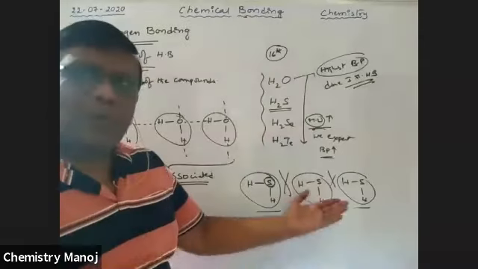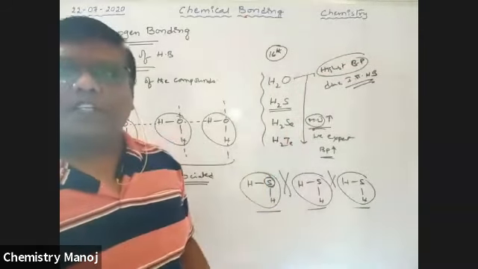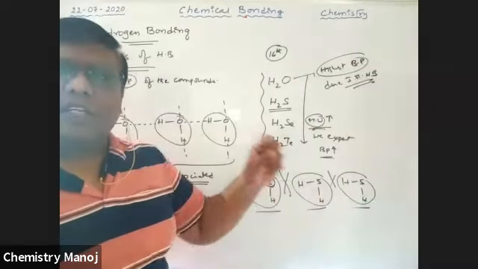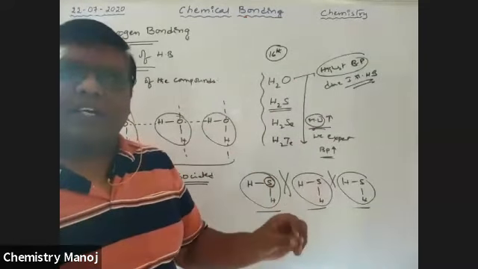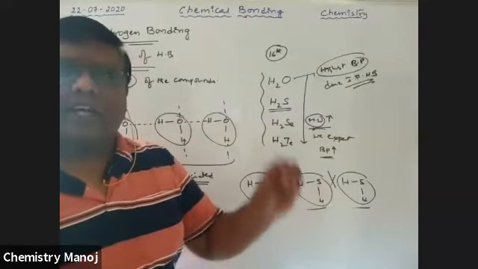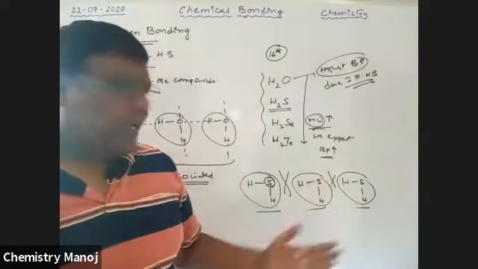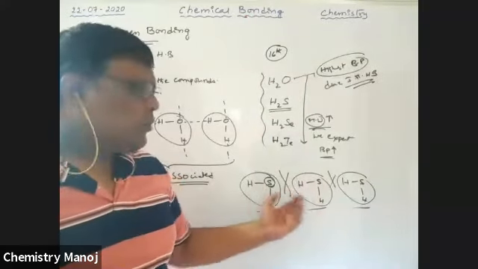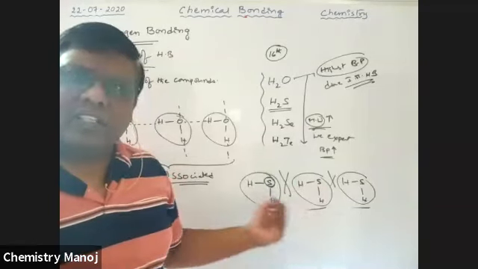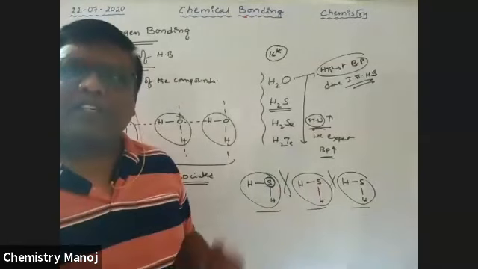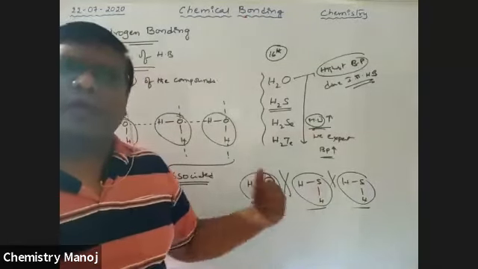That is why just by heating, these molecules are going to evaporate. What is the boiling point? That is the temperature required to convert a liquid into vapor. Here less temperature is sufficient because these are discrete, free molecules. That is why the boiling point of H2S is less.